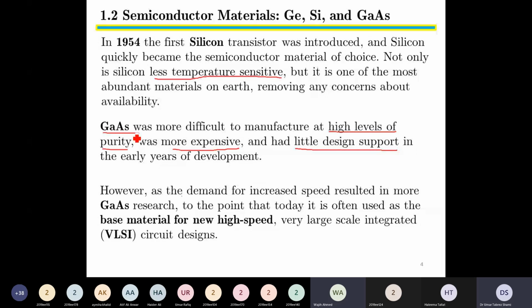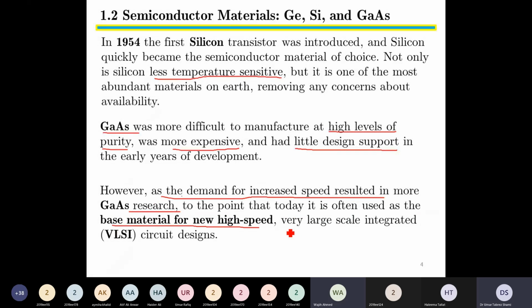Therefore, in the third paragraph, however, as the demand for increased speed resulted in more gallium arsenide research, to the point that today it is often used as the base material for new high speed, very large scale integrated circuit design. So now it has become the industry standard to use gallium arsenide where very high speed is required. Very high speed means circuits which are very small but give us ultimate performance.